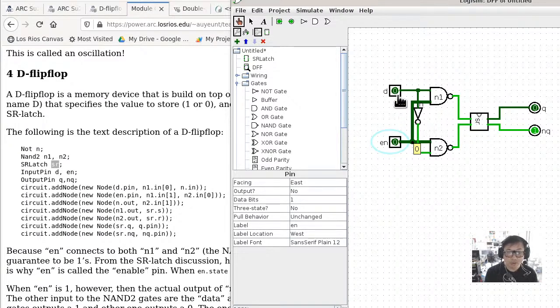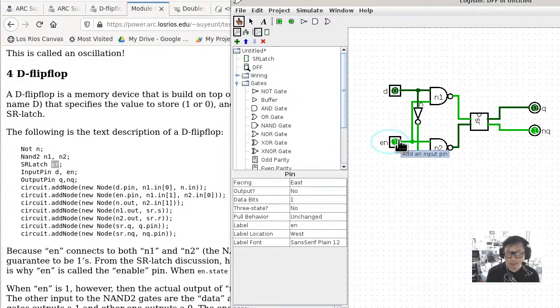Okay, which is kind of cool because now we can flip D all day long, and nothing happens, because En is a 0. And that's why En is called an enable pin, because if the enable pin is a 0, we are not enabling the SR latch to change its state. The En pin has to be a 1 in order for the SR latch to change its state. So let's go ahead and turn enable into a 1 again, and this time we'll see what happens when we click on the D pin.